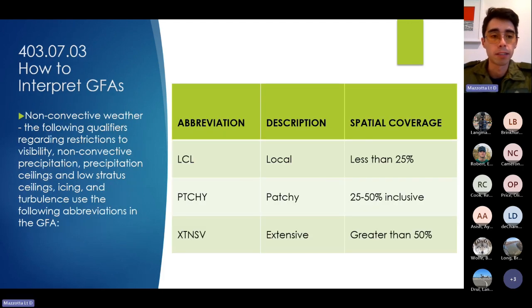So non-convective weather. Non-convective precipitation, ceilings and low stratus, icing, and turbulence will also use these abbreviations. So local, LCL, is less than 25%, patchy is 25 to 50%, and extensive is greater than 50%. Again, when we actually look at a GFA, this is where you'll see these different abbreviations, and hopefully it's going to make a little more sense for you.